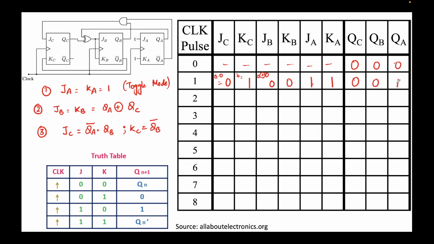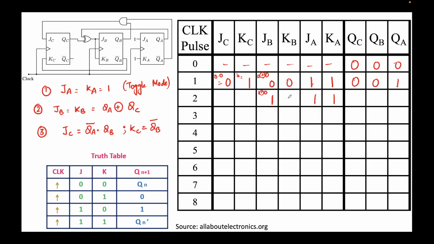Completed the first row. Again, now we populate the inputs for the second row. J and K remain 1. JB and KB are QA XOR QC. QA XOR QC is 1 XOR 0. This will be 1, because exactly one of the inputs is high.